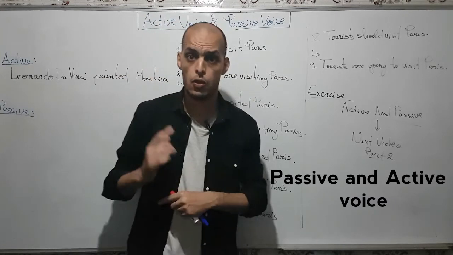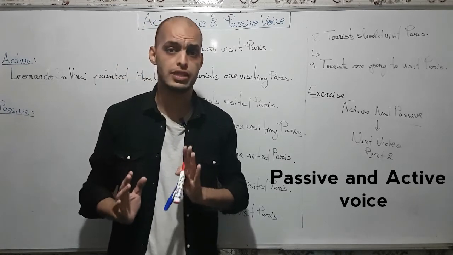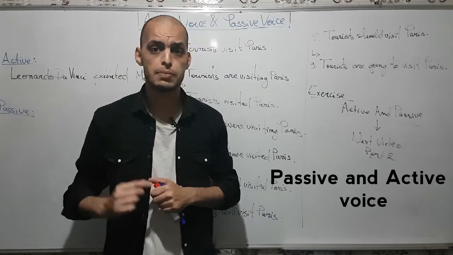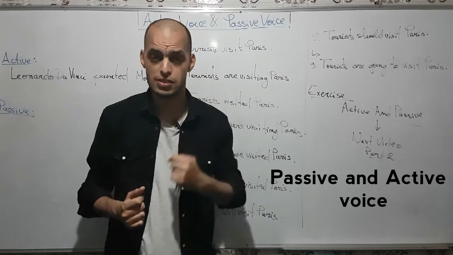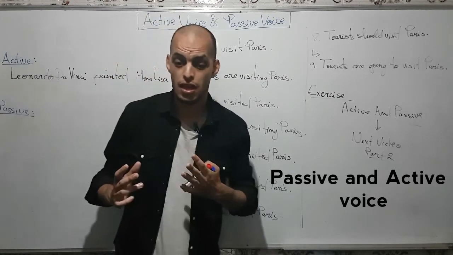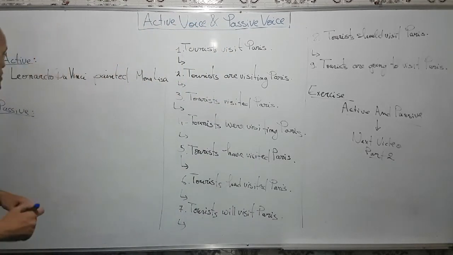We'll see the passive and active with all the tenses. Okay, from the present simple and present perfect and present perfect continuous to past simple. Okay, please let's begin our lesson. Pay attention with me here.